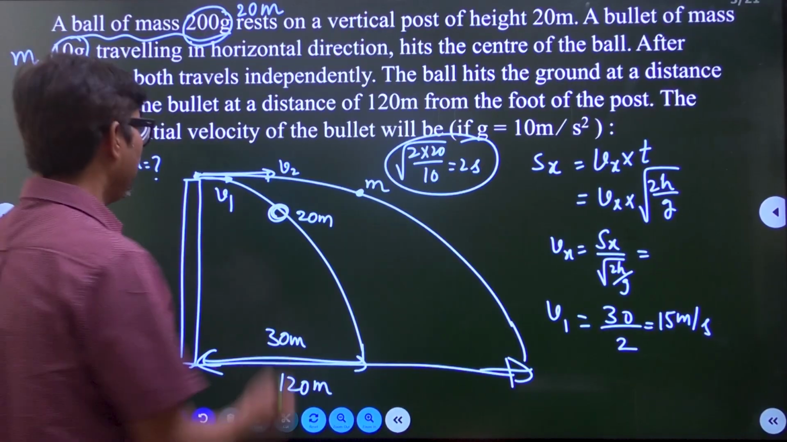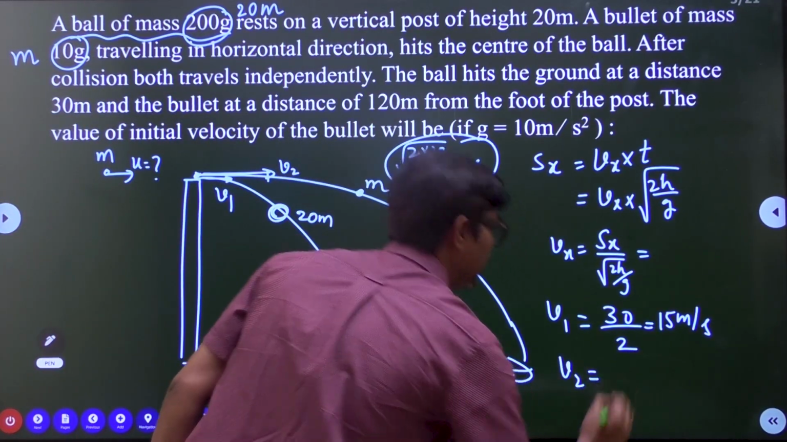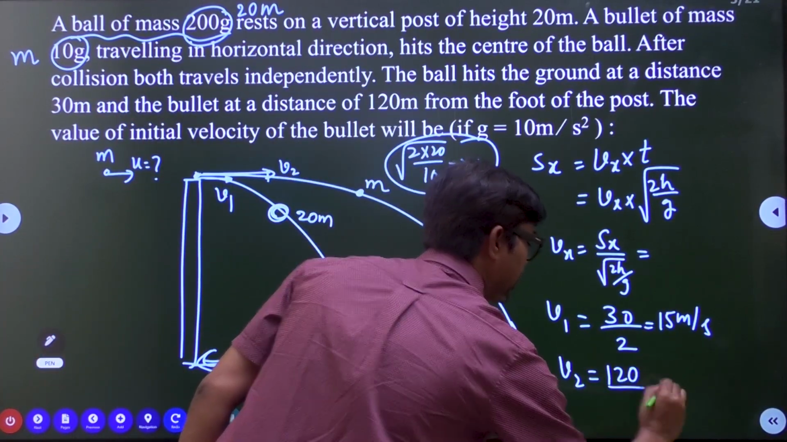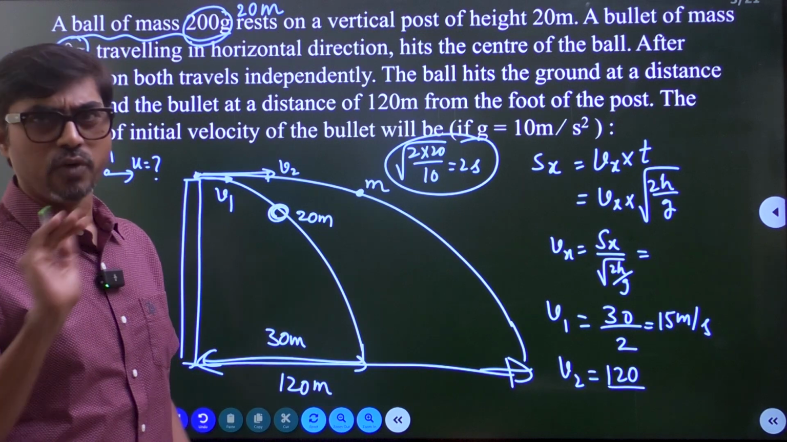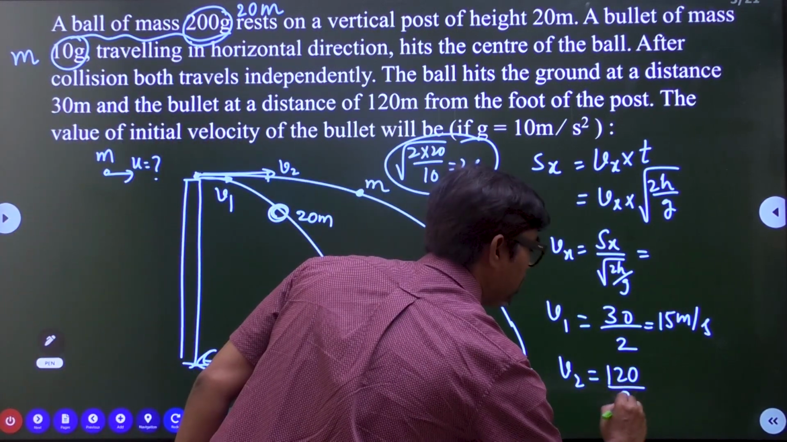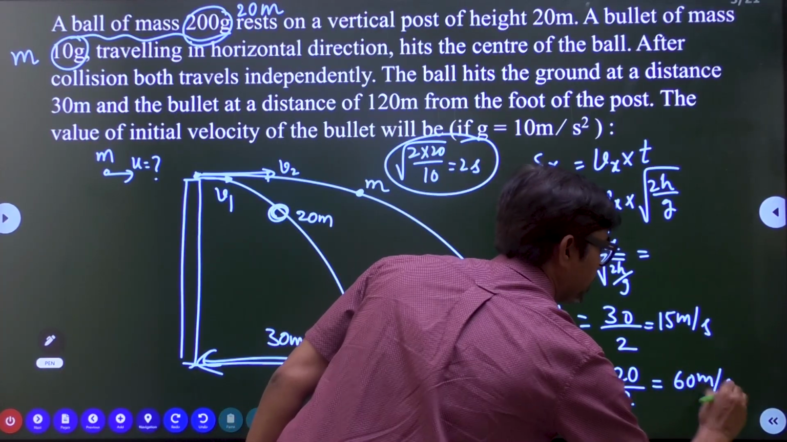That is the velocity of the ball after the hit. And the velocity of the bullet, let us also calculate just after the hit. That will be v2 equals displacement 120 by the same time of flight. Time of flight is independent of horizontal velocity. It depends only on vertical motion. So it will still have the same time, 2 seconds. So this is going to be 60 meter per second.